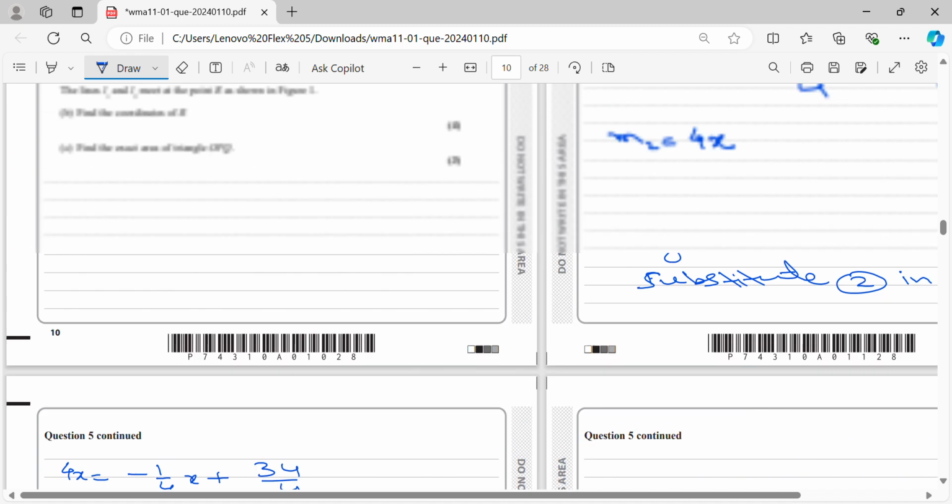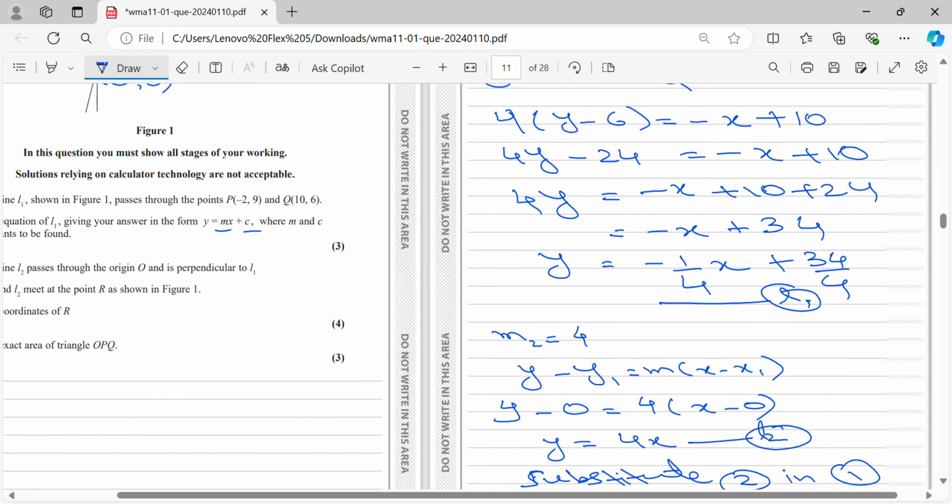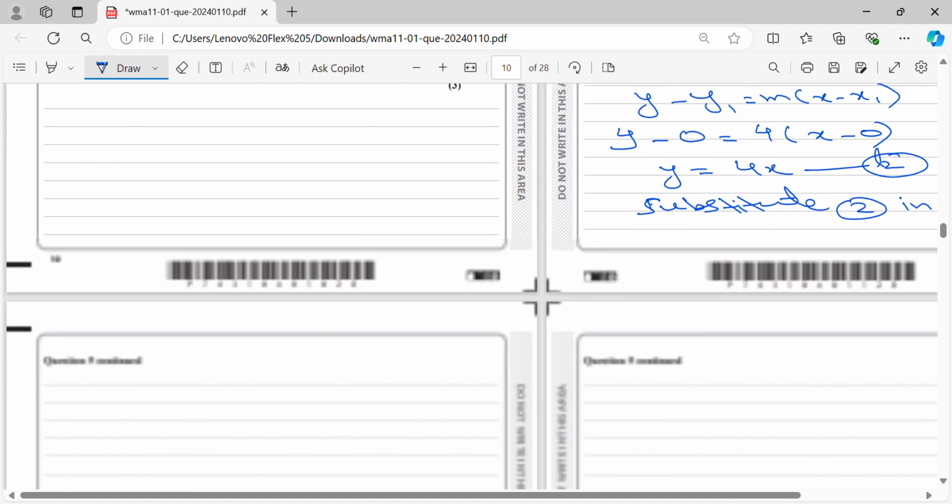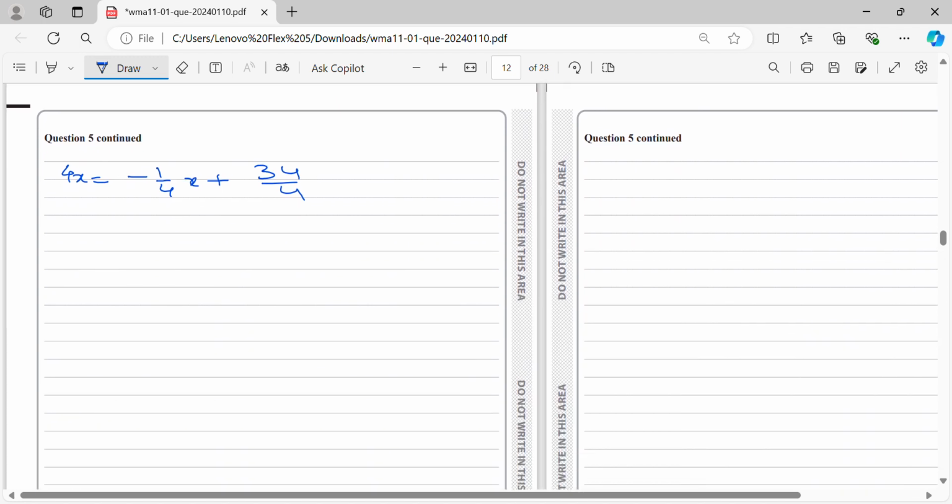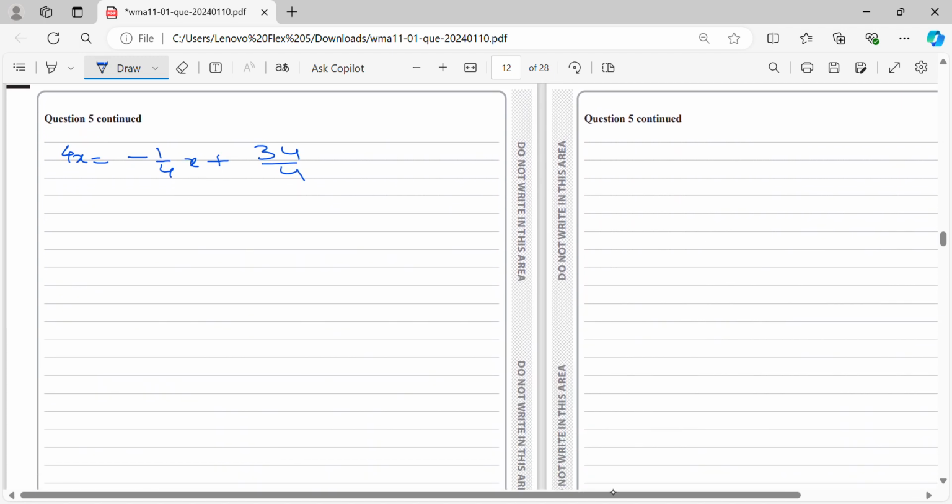minus 1 over 4x plus 34 over 4. Let me recheck, is it so? Yes, minus 1 over 4x plus 34 over 4. Okay, so find the value of x. 4x plus 1 over 4x equals 34 over 4.